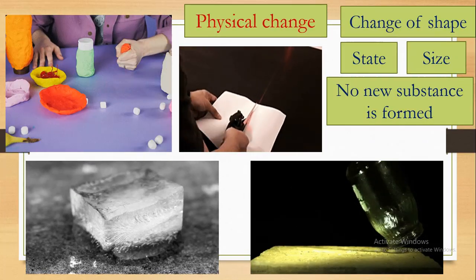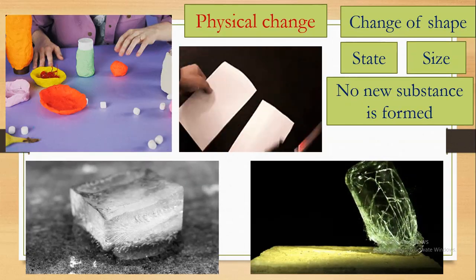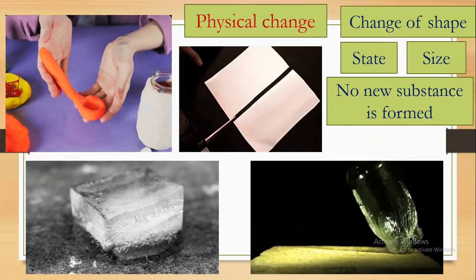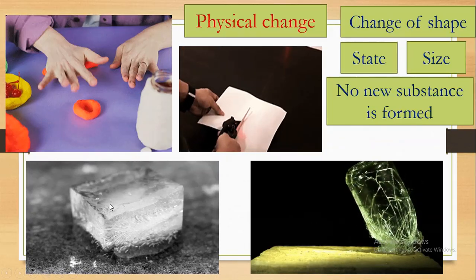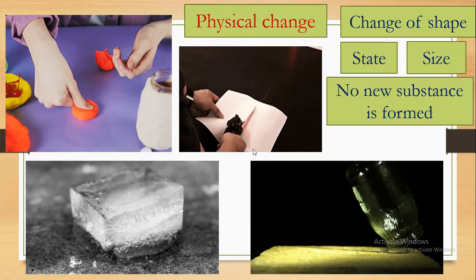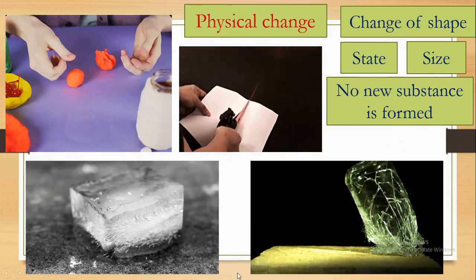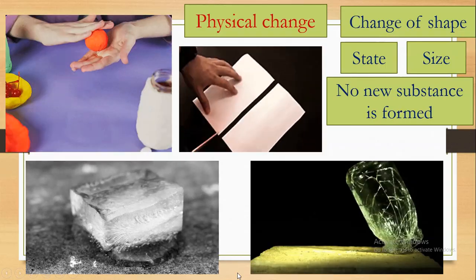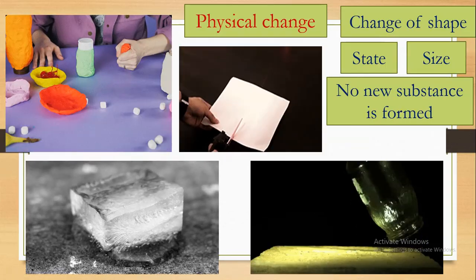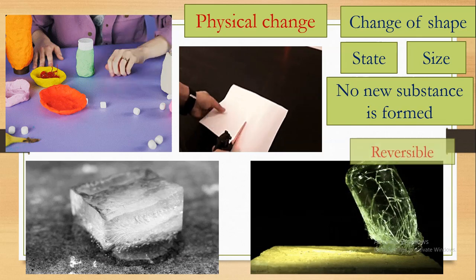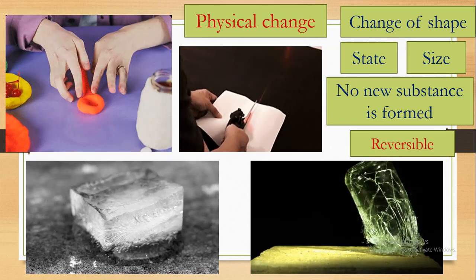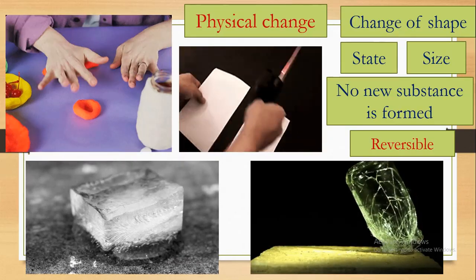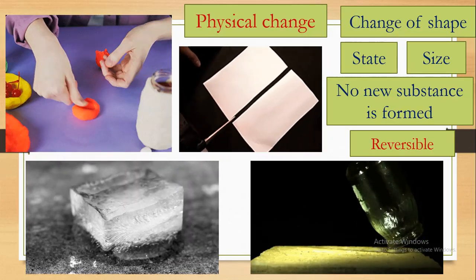It comes in many forms. It can be a change in the shape or appearance of an object. As you can see here, maybe a change of state, a change of shape, a change of size, right? Since objects do not become a different substance during a physical change, it is usually easy to reverse the change. That's why we call it reversible change. Reversible, because no new substance is formed.